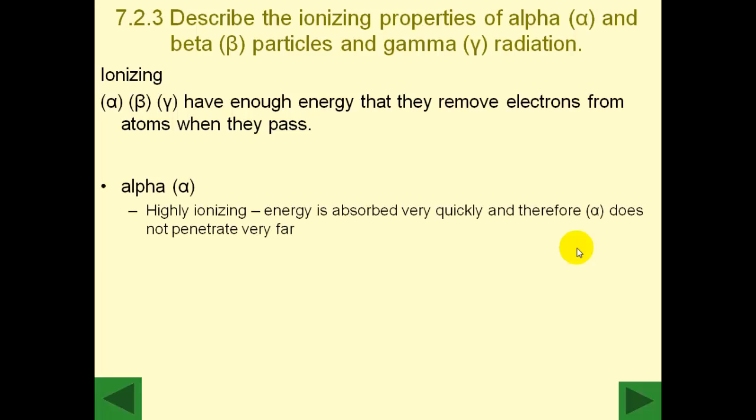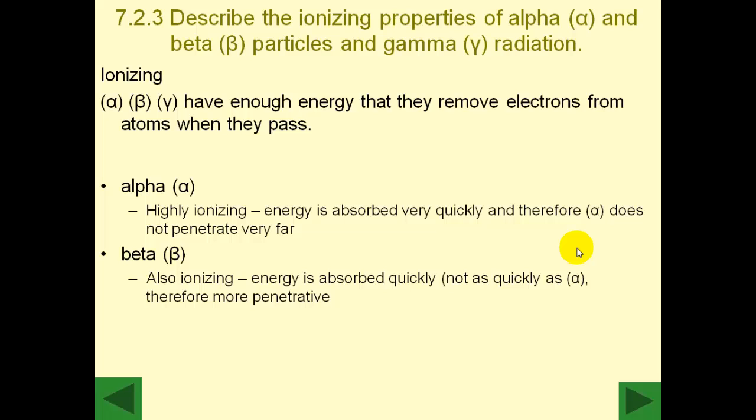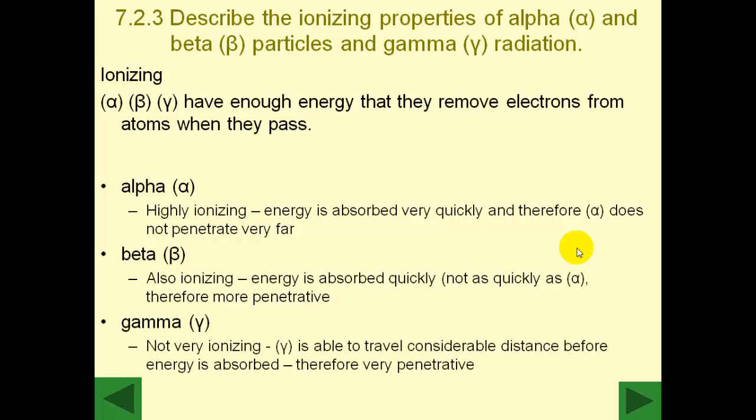Now, alpha particles are very highly ionizing, and that is why they don't travel very far, because their energy is absorbed very quickly, and therefore they're not able to penetrate very deeply into a material. Beta particles, they're also ionizing, but the energy is absorbed quickly, but not as quickly as alpha particles. Therefore, they're more penetrating. Gamma radiation is not very ionizing, so it's able to travel some considerable distance before the energy is absorbed.